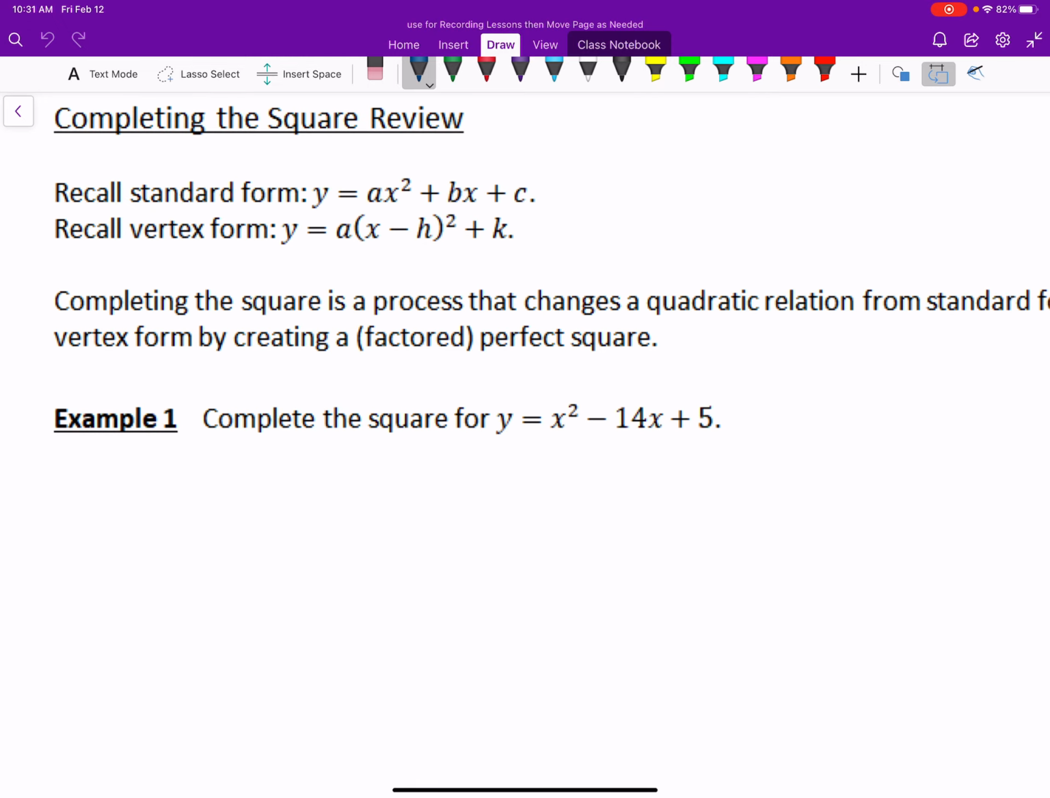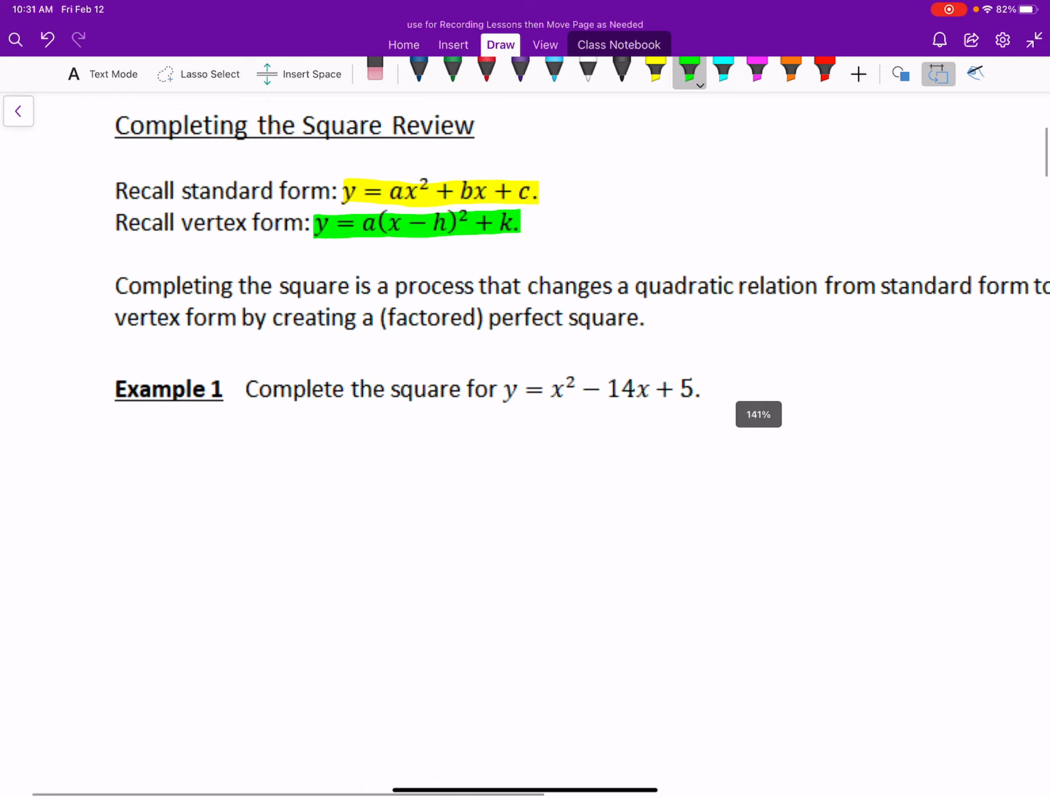So let's start with completing the square review. Recall that standard form is y equals ax squared plus bx plus c, and vertex form is y equals a times x minus h squared plus k. These are both forms you should be pretty familiar with at this point. And what we know is that vertex form has a lot of benefits. We can use it for graphing easily. We can get the vertex easily. We can see what the domain and range are from that, whereas standard form isn't necessarily as helpful because we don't immediately see the vertex.